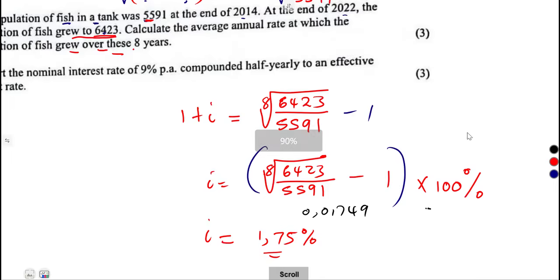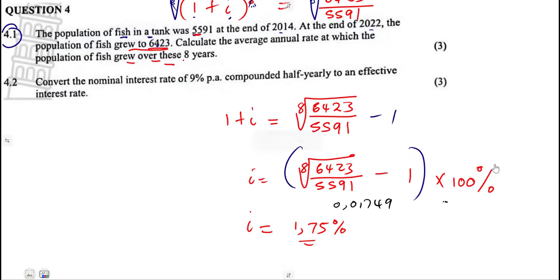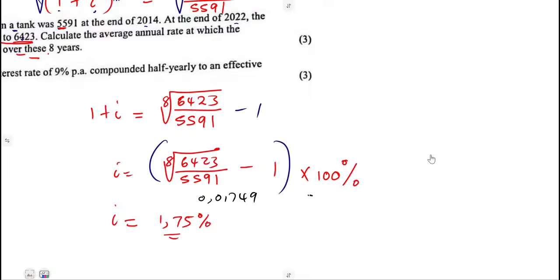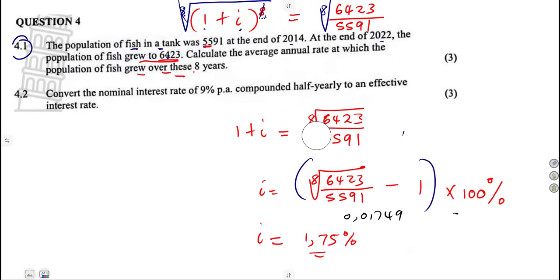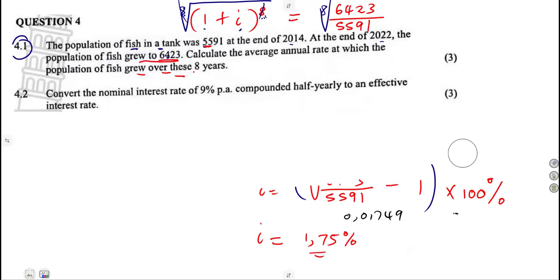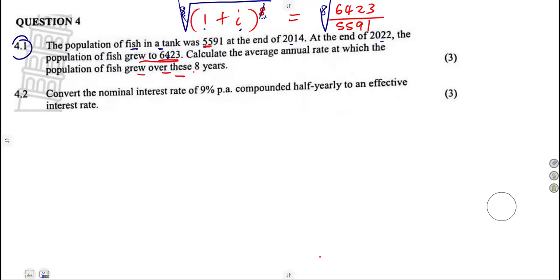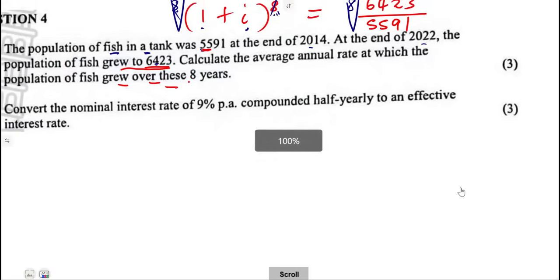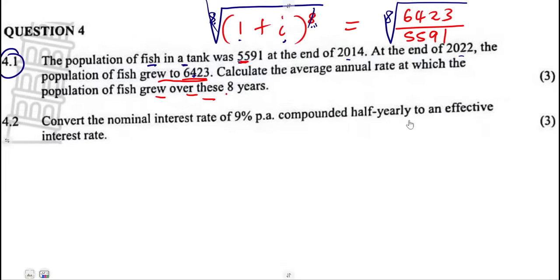So questions can be of this nature. Question 4.2: we are given a nominal interest rate of 9% per annum, compounded half yearly, and we must convert it to an effective interest rate. So convert the nominal interest rate of 9% to an effective interest rate when it is compounded half yearly.